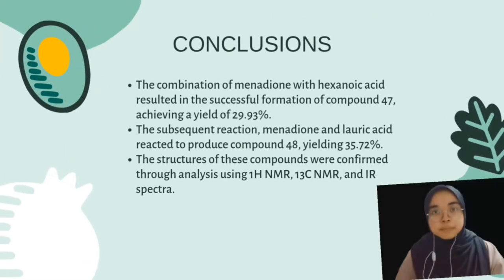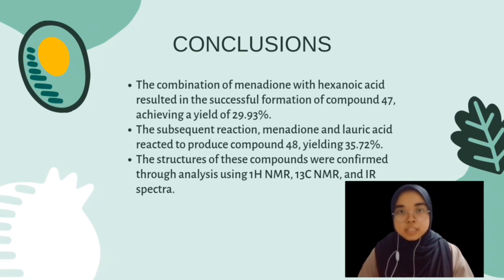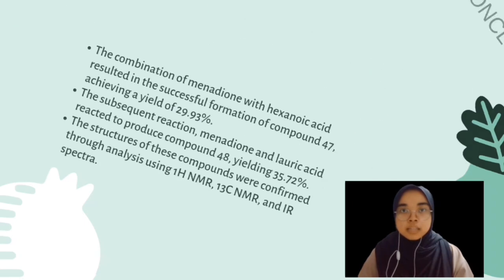In conclusion, the reaction of menadione with hexanoic acid resulted in compound 47 with 99.93% yield, and subsequently the reaction of menadione with lauric acid resulted in compound 48 with 35.72% yield. All the structures were confirmed with spectroscopic analysis, which are proton NMR, carbon-13 NMR, and IR spectra.